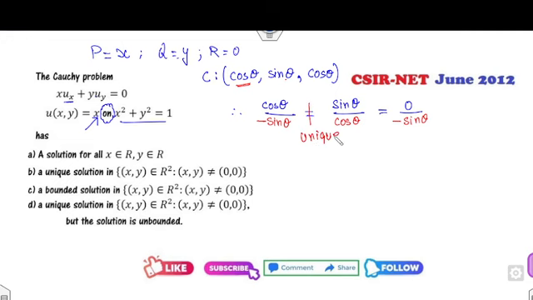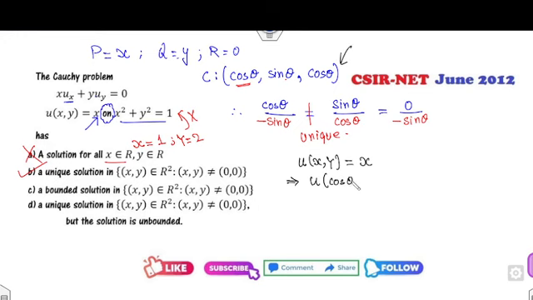Whether the solution exists for all x, it does not exist, because if you take x is 1, y is equal to 2, it does not satisfy this condition. That means the solution does not exist for all x and y. How can you check the boundedness? Now since u(x, y) is given as u(x), I can substitute this value on this curve. What is the value of the u? Cos theta, sin theta, which is my cos of t.